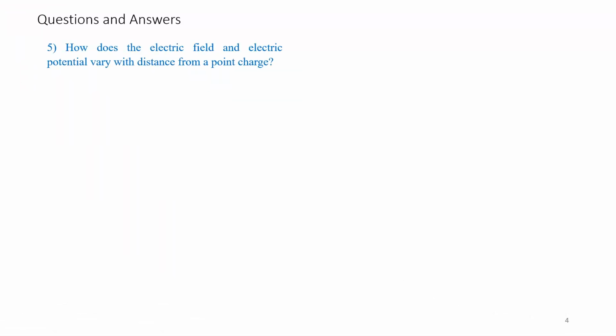Question number 5. How does an electric field and electric potential vary with distance from a point charge? That is asking the variation of electric field E and electric potential V with respect to distance. And the answer is, vector E is proportional to 1 over R square, and V, which is scalar, is proportional to 1 over R. This is the relation. E varies inversely with square of distance R. V varies inversely with R.